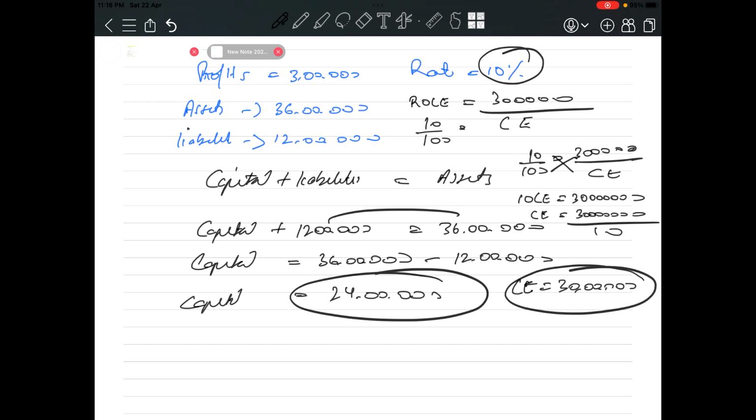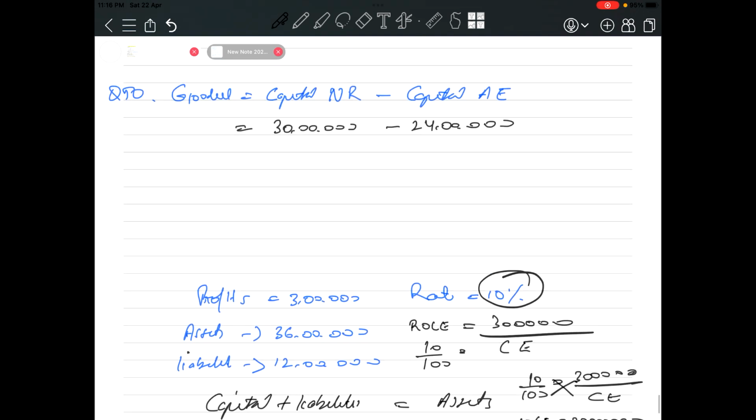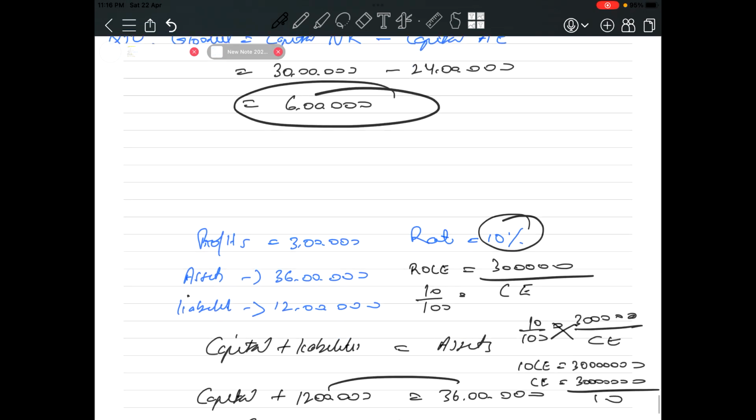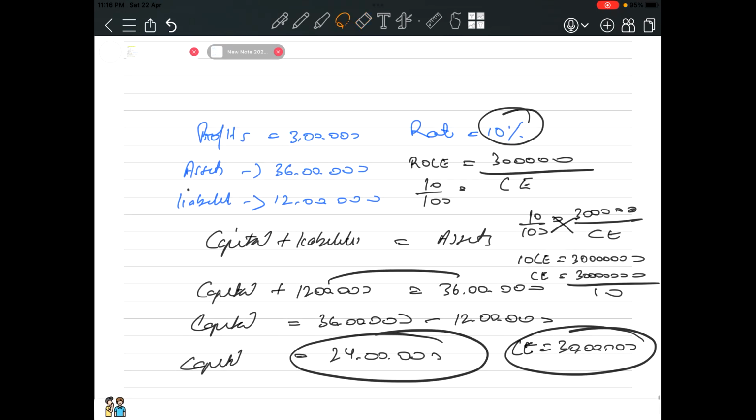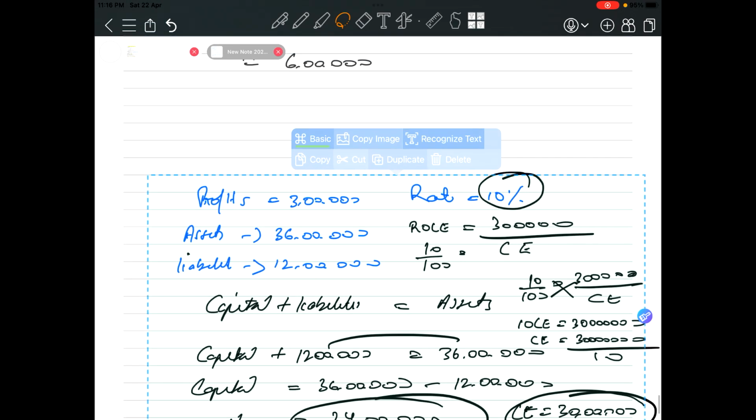So we have found out the capital of the other people in the industry. Now we can find out the goodwill. What will be the value of goodwill? 6 lakhs. Simple as that. This is how you have to solve. You don't have to memorize anything, you just have to understand the formula and the concepts.